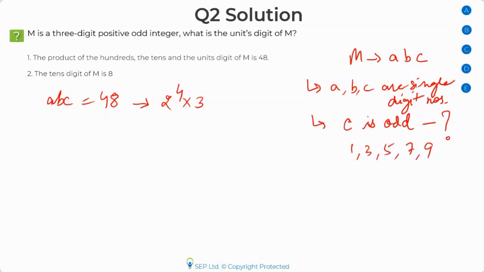Why is this important? Many times people end up just assuming that C can be equal to 3. They miss that C can also be equal to 1. That is one mistake that people make. So never ever make that mistake.